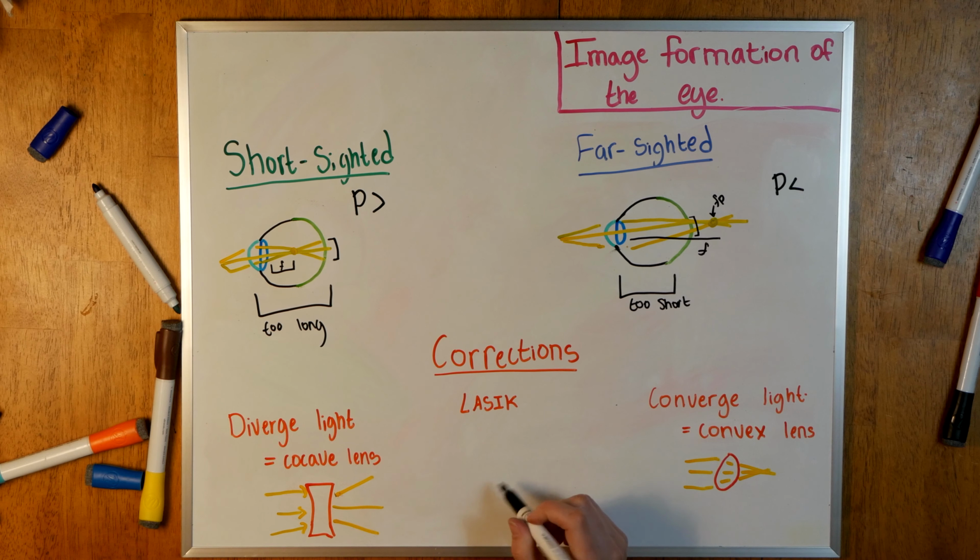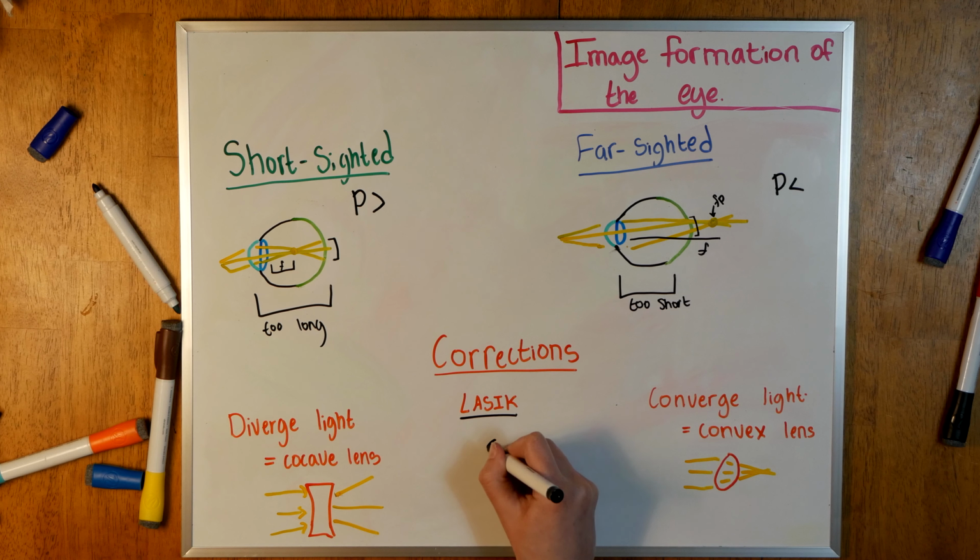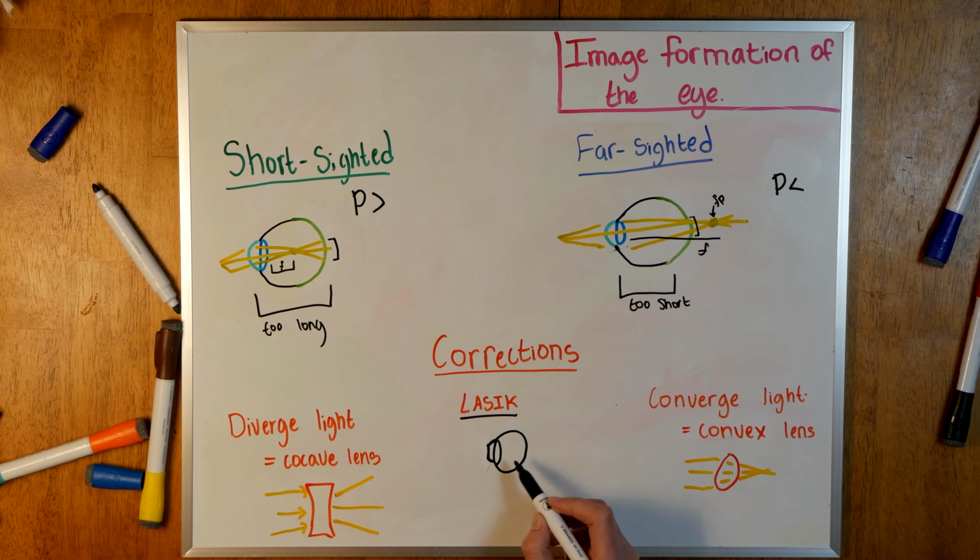So there are a couple of different corrections you can use for this. The first one is LASIK. What LASIK does is that the cornea, kind of the entrance to the eye, is shaved off and reformed. And this changes the way light is bent and enters the eye and can help correct vision. The other and probably more common way is glasses or contacts, kind of the same thing.